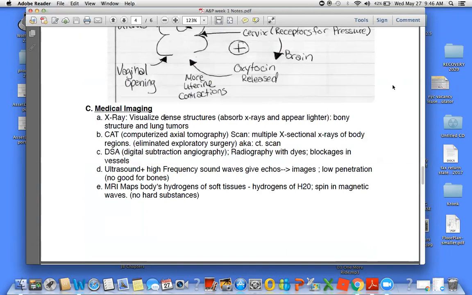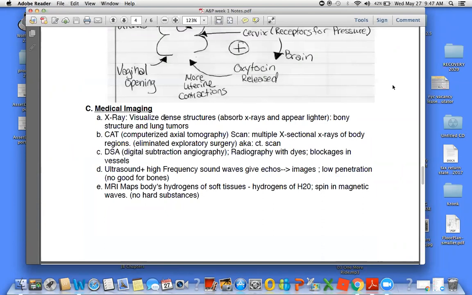So X-rays are old technology. They're like 80, 90 years old. They're cheap. What is it, $100 for an X-ray? They're fast. They're not too dangerous. You don't want too many X-rays, but an X-ray can visualize bony structures and tumors, but they're very broad. They visualize water on the lungs, for example.